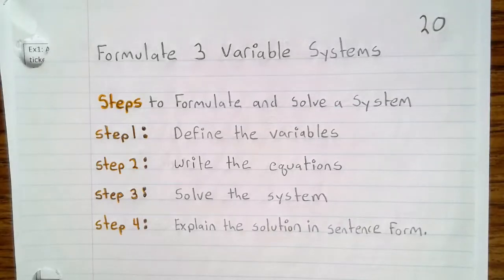Okay, Wildcats, today we're looking at journal page 20, formulate 3 variable systems. Steps to formulate and solve a system. Step 1, define the variables. Step 2, write the equations. Step 3, solve the system. Step 4, explain the solution in sentence form.